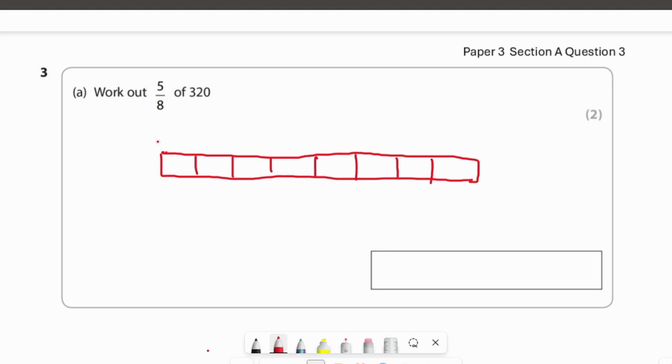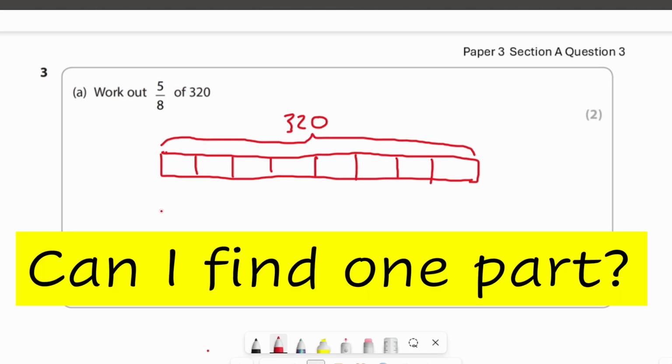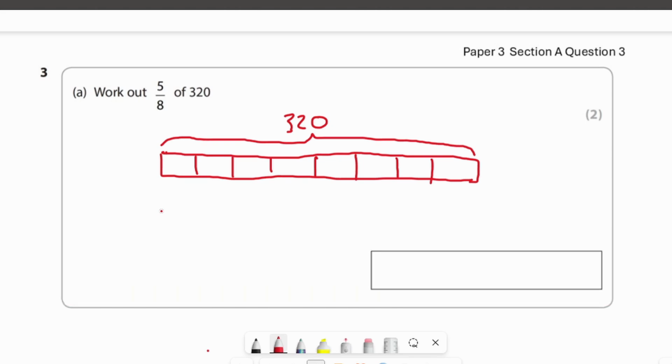And then you ask yourself, do I know the whole? And here, yes, we do, because we're working the fraction out of 320, it tells us. So the whole is 320. So I just make a note of that. And then finally, I ask myself, can I find one part? And in this case, hopefully you can see from the bar diagram that in order to find one part, what we're going to do is we're going to do 320 divided by 8.